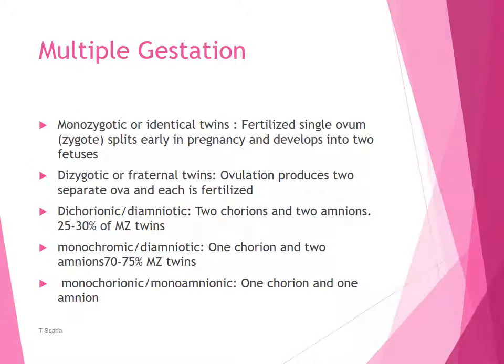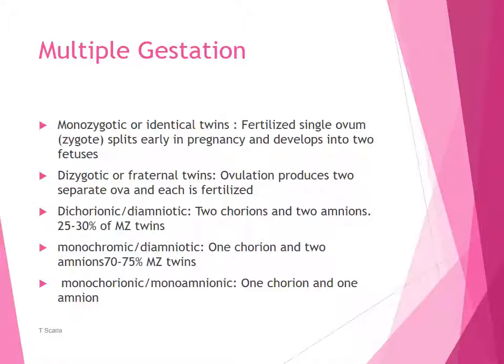Multiple gestation. Monozygotic or identical twins: in this case, a single fertilized ovum or zygote splits early in pregnancy and develops into two fetuses. So that is called monozygotic or identical twins. Then dizygotic or fraternal twins: the ovulation produces two separate ova and each one of them is fertilized.